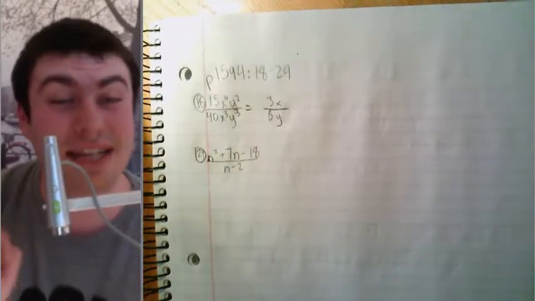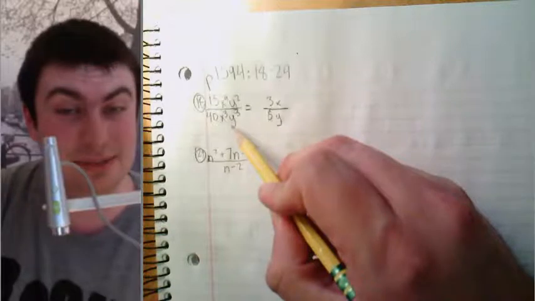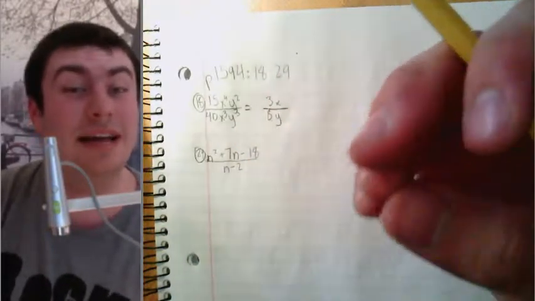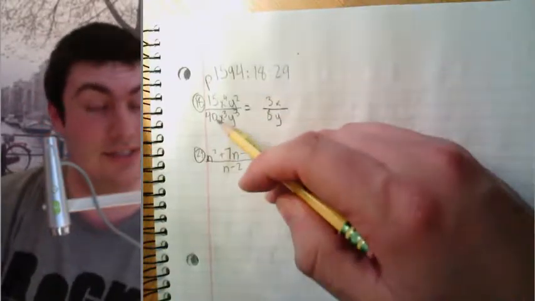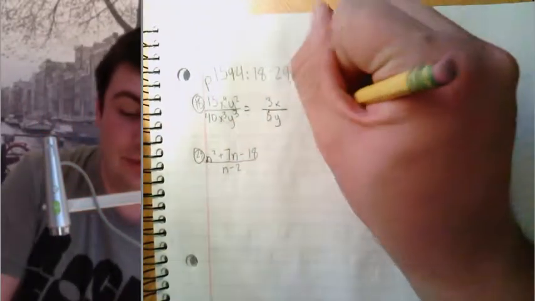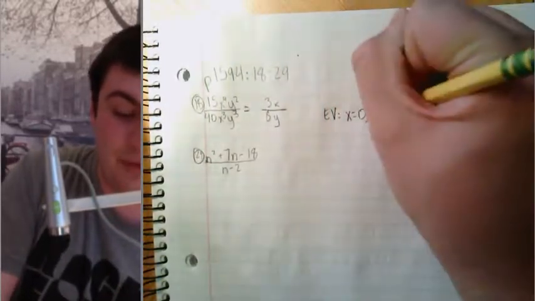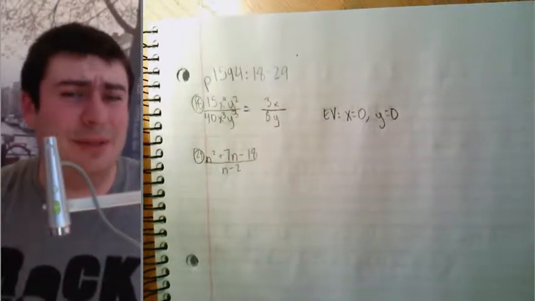Now, for our excluded values, we set the denominator equal to 0. Since they're all being multiplied together, we need to remember that any factor of that product can equal 0 if the denominator equals 0. So since 40 doesn't equal 0, we know that our excluded values are when x equals 0 or when y equals 0. Now let's look at another one that might be a little more tricky.